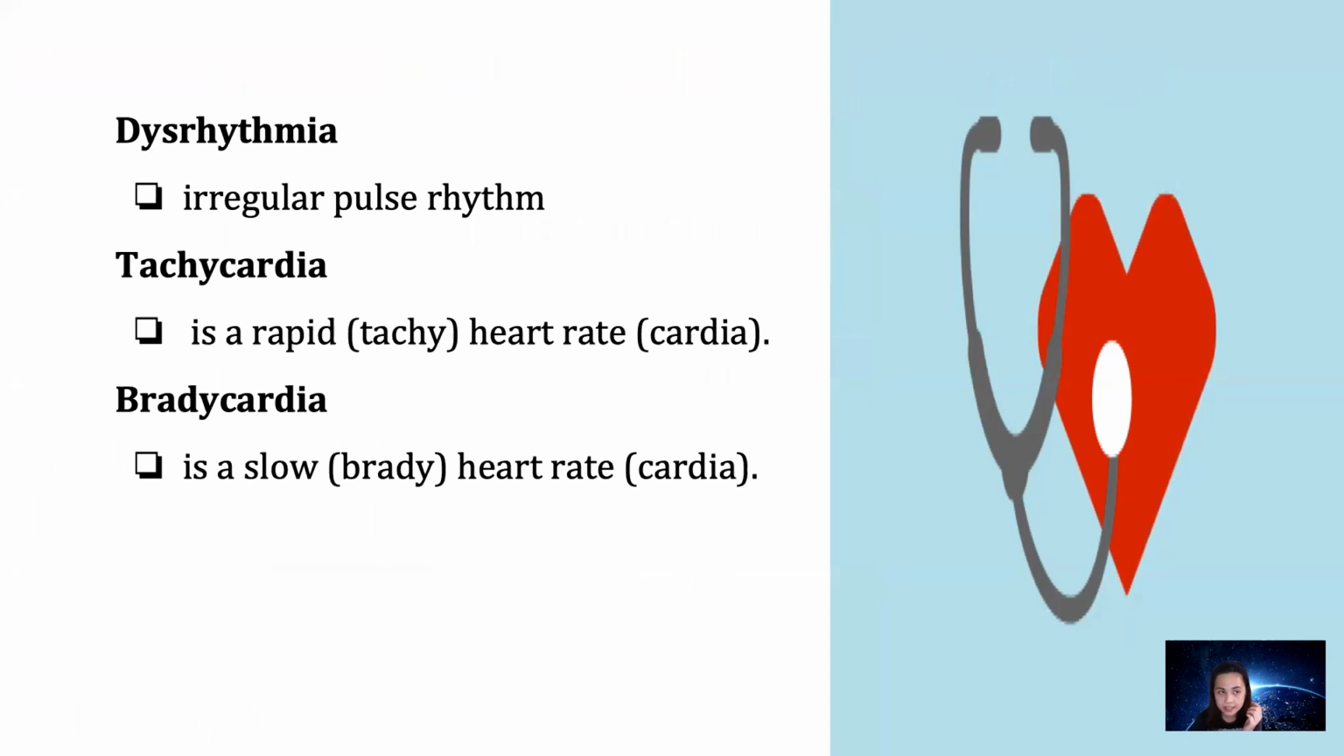So pag sinabi nating dysrhythmia, it is called an irregular pulse rhythm. Pag sinabi mo namang tachycardia, tachy means rapid, and cardia is heart rate. It means that the heart rate or the pulse rate is increased or more rapid than normal. The normal for adult is 60 to 100 beats per minute. So tachycardia is 101 onwards.